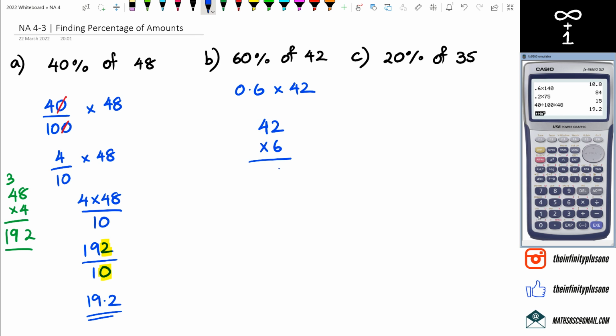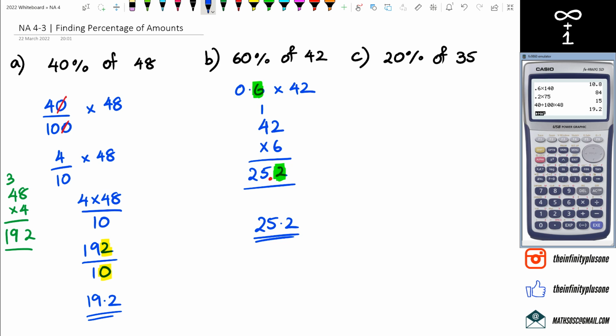All right, so 6 times 2 is 12. We carry the 1 over. 6 times 4 is 24, plus 1 is equal to 25. Now, because we've got one number after the decimal point, we're going to make sure that there's one number after the decimal point in the final answer as well. So you're going to end up with 25.2. So let's think about it. What is half of 42? That's 50% of 42, which is 21. And this answer happens to be more than 21. So sounds about right.